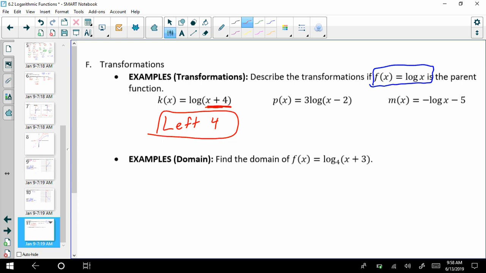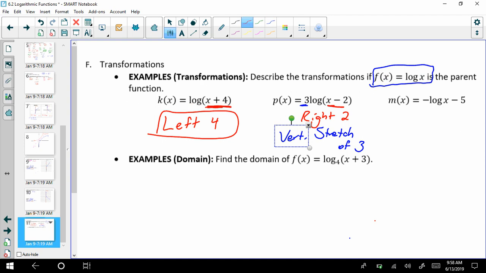Okay, the next one. I have two transformations. Let's do the minus 2 first. Since it's inside with the x, this is going to either be left or right, and it's a liar. So we're going to go right 2. And now there's a 3 multiplied out front. So remember, when things are multiplied, that's either going to be the stretch or shrink. Since it's multiplied out front, it's vertical. And since 3 is bigger than 1, it is a vertical stretch of 3.